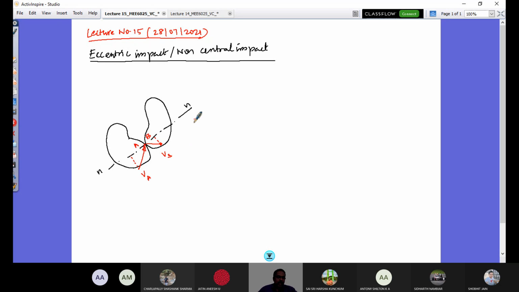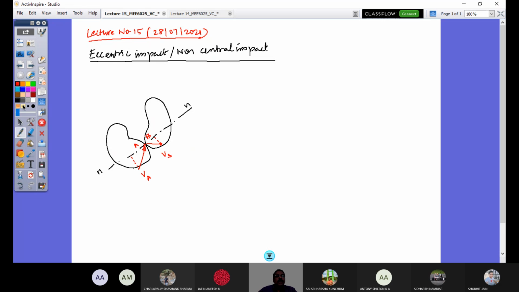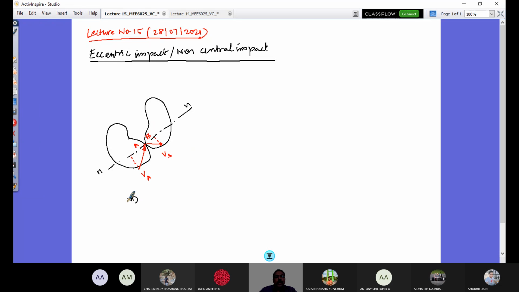This is VB, just before collision. Let us call this figure the situation just at the beginning of collision, at the first contact during the collision.